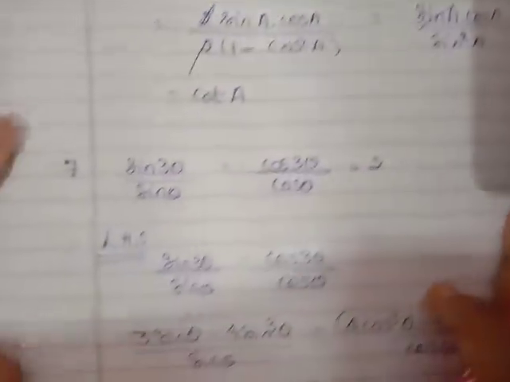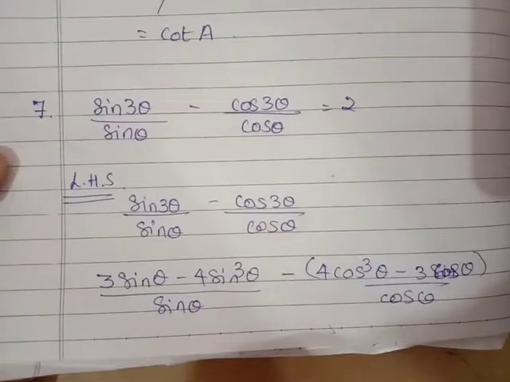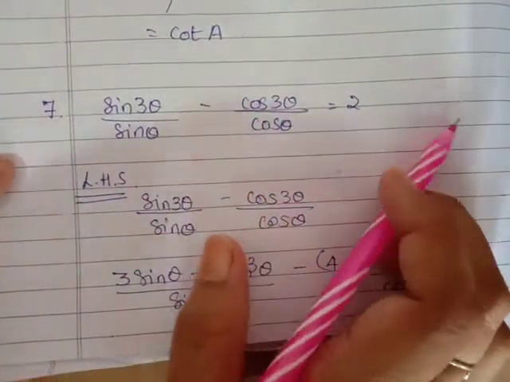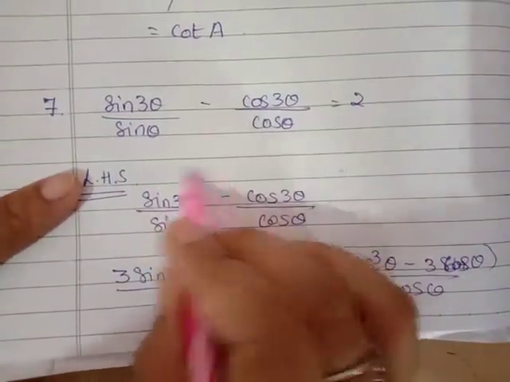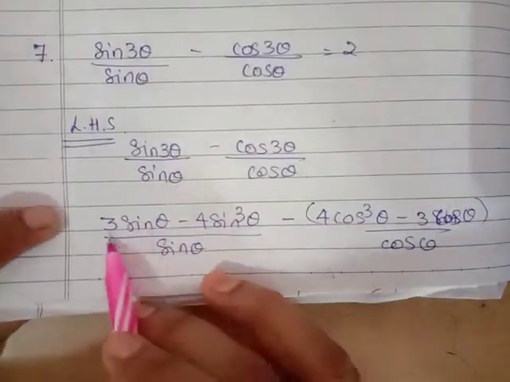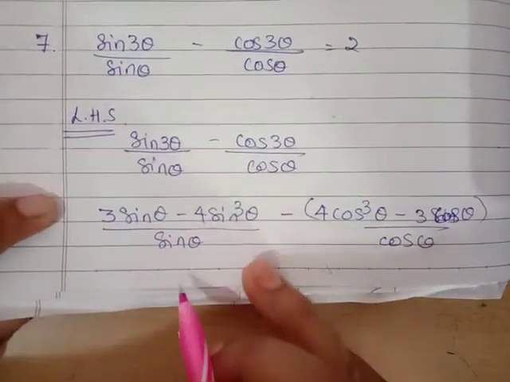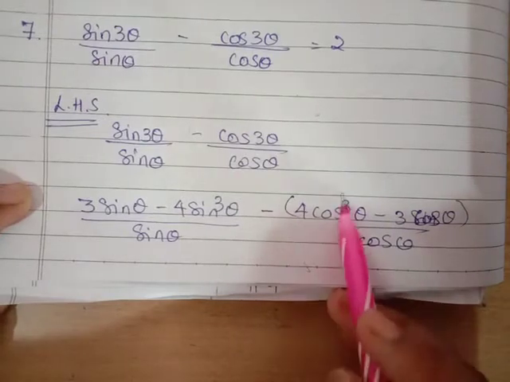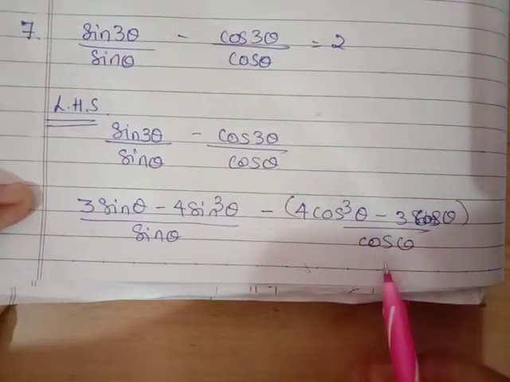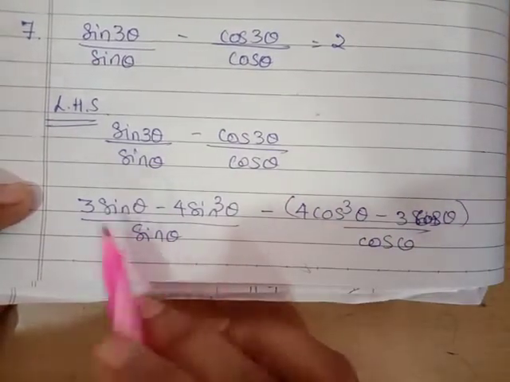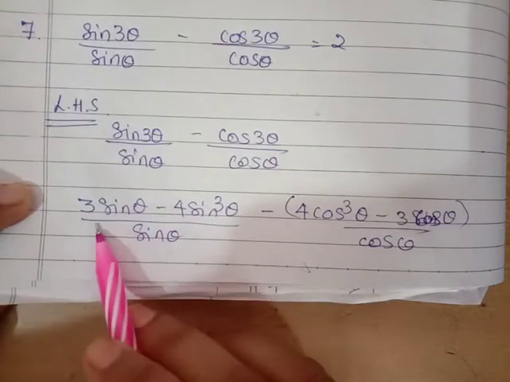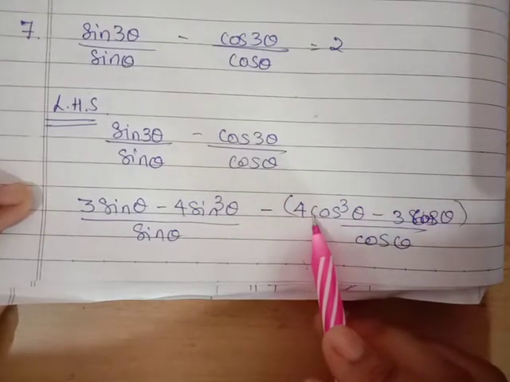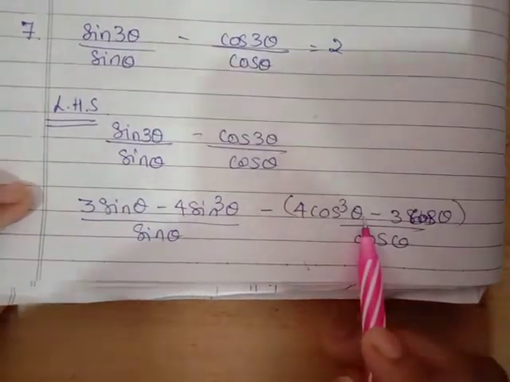Question number 7. Sin 3 theta by sin theta minus cos 3 theta by cos theta is equal to 2. So substitute the formula of sin 3 theta. Sin 3 theta formula is 3 sin theta minus 4 sin cube theta, divided by sin theta. Cos 3 theta formula is 4 cos cube theta minus 3 cos theta, divided by cos theta. When you divide, sin theta gets cancelled, so here 3 minus 4 sin square theta, and here you are left with 4 cos square theta minus 3.